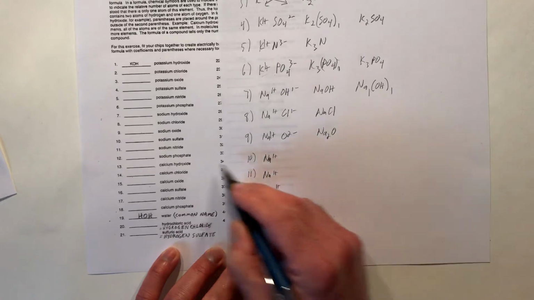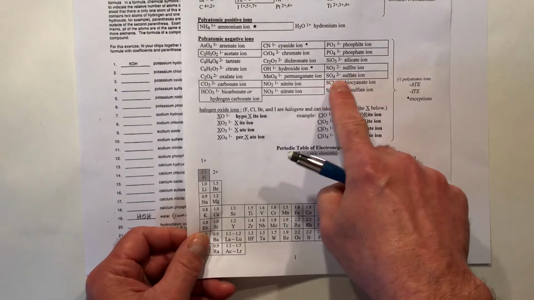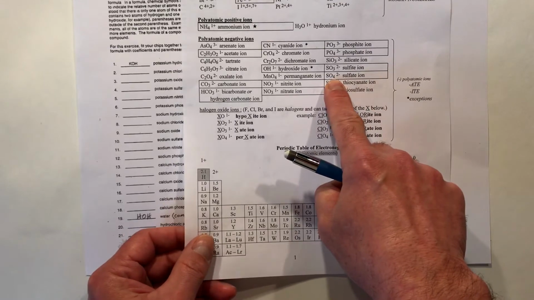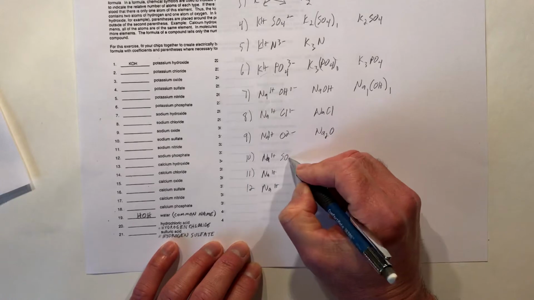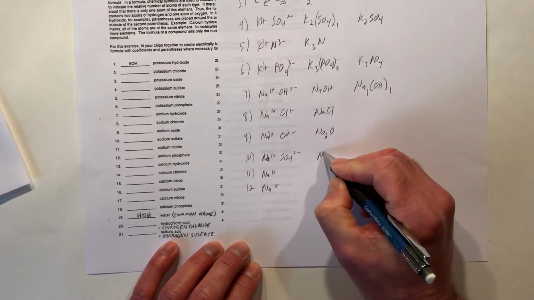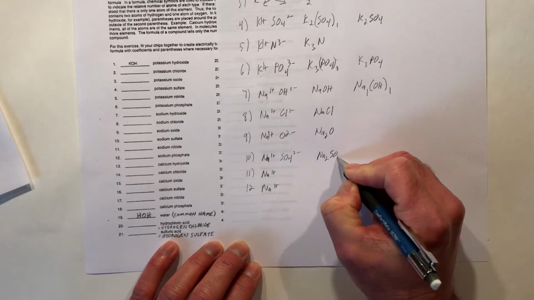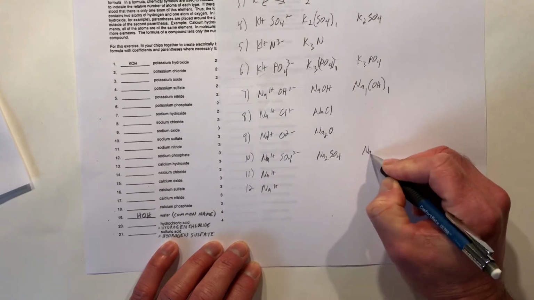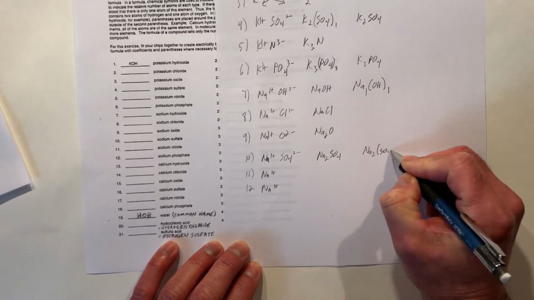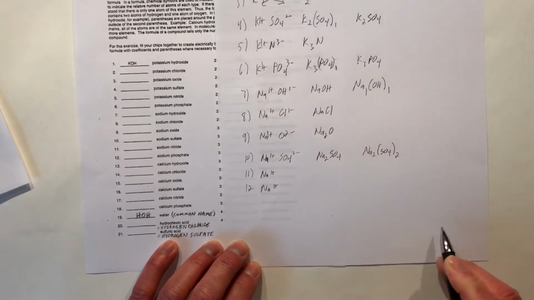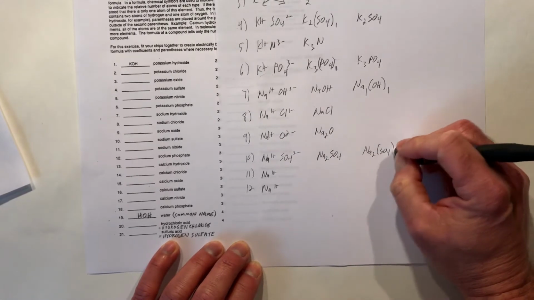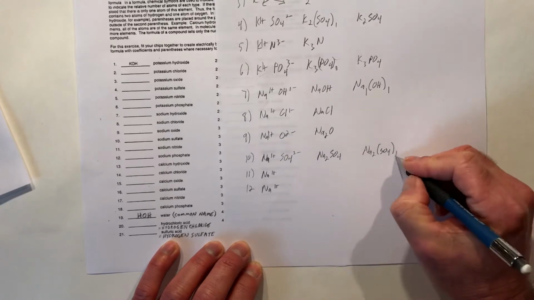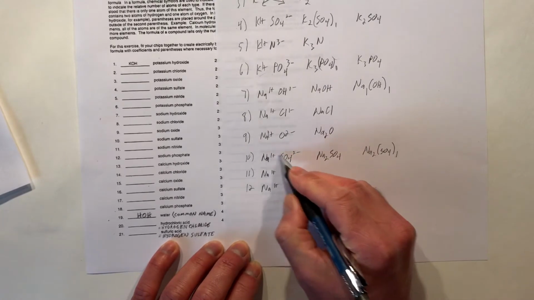For number 10, sodium sulfate. We've used sulfate before. That's SO4 2 minus. So Na 1 plus and SO4 2 minus gives us Na2 SO4. If we want to write it as Na2 (SO4) taken once, we could do that, right? The 2 goes here and the 1 goes there.